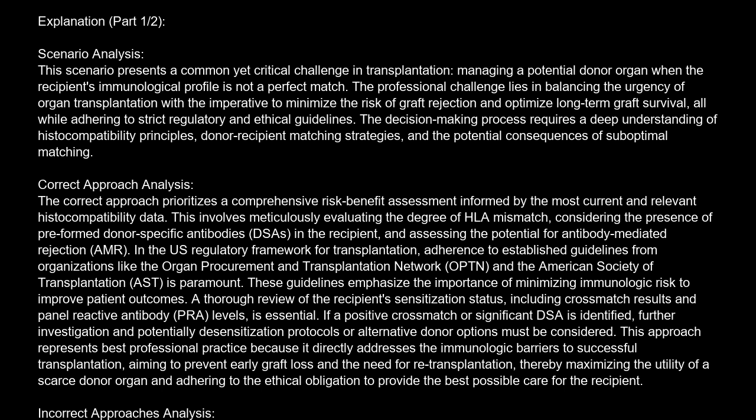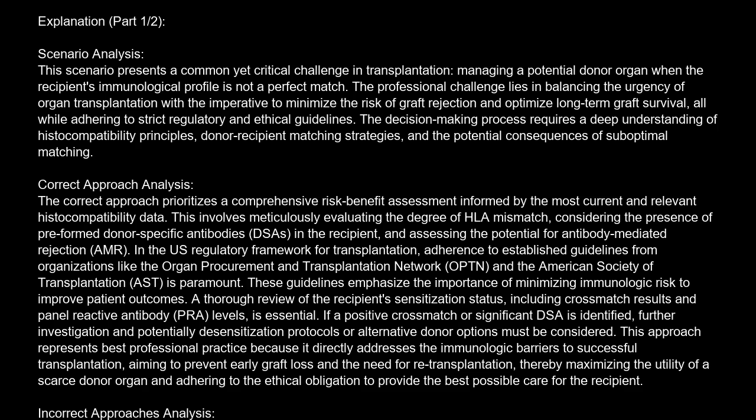Correct approach analysis. The correct approach prioritizes a comprehensive risk-benefit assessment informed by the most current and relevant histocompatibility data. This involves meticulously evaluating the degree of HLA mismatch, considering the presence of preformed donor-specific antibodies, DSA, in the recipient, and assessing the potential for antibody-mediated rejection, AMR. In the U.S. regulatory framework for transplantation, adherence to established guidelines from organizations like the Organ Procurement and Transplantation Network, OPTN, and the American Society of Transplantation, AST, is paramount. These guidelines emphasize the importance of minimizing immunologic risk to improve patient outcomes.